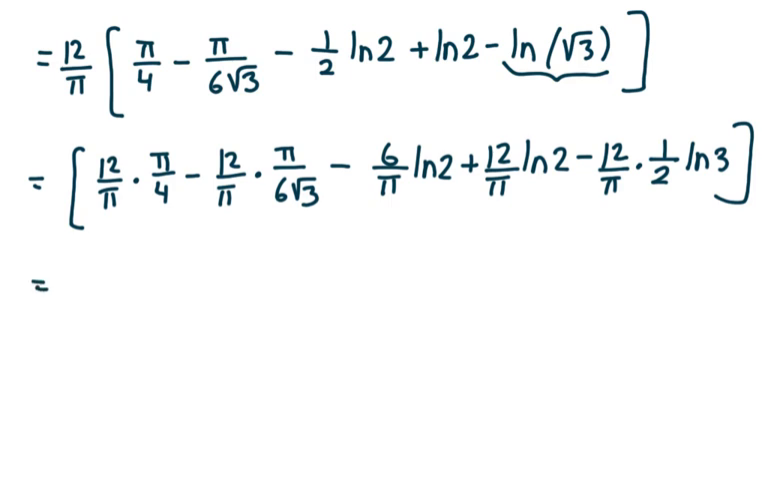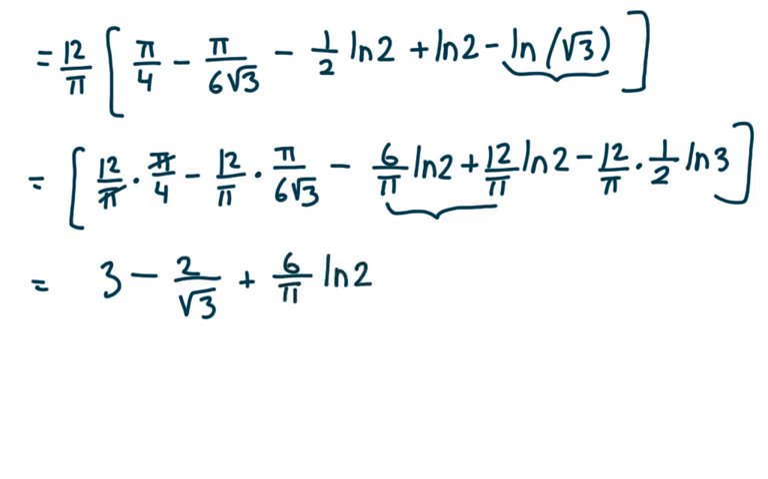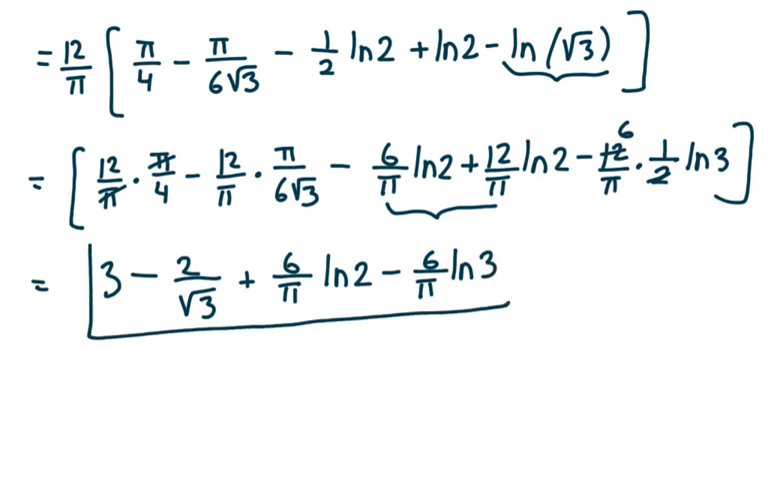Now, I'm going to push this a little bit. So I'm going to get 3 minus, pi's cancel, right? And then I'm going to get 2 over square root of 3 plus, if I combine these two, I get 6 over pi natural log of 2, right? Minus 6 over pi, right? Because 2 goes into 12 6 times. So I get 6 over pi natural log of 3. And you get to hear I'm pretty happy.